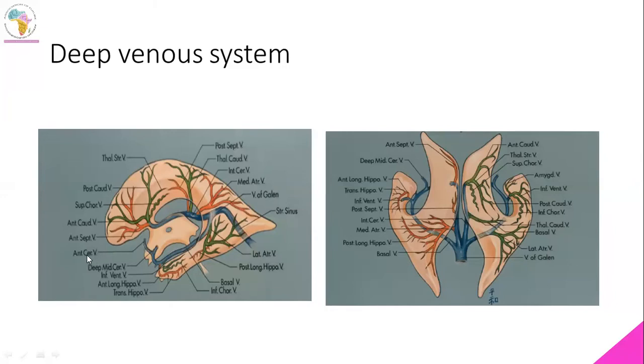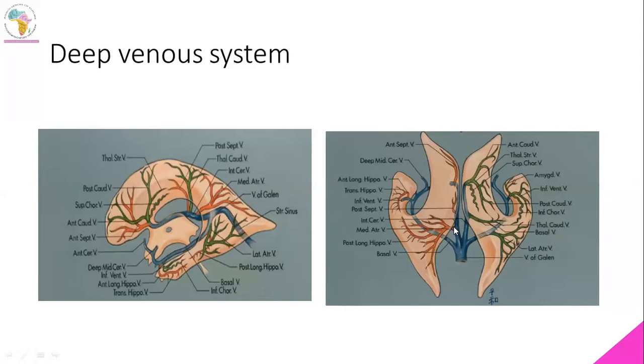We call it the anterior cerebral vein. The anterior cerebral vein comes from the anterior aspect of the medial surface of the brain and joins the deep middle cerebral vein to form the basal vein of Rosenthal. This vein will run along the basal cistern of the brain, and at the posterior aspect it will join the internal cerebral vein to form the great vein of Galen. The great vein of Galen will join the straight sinus.